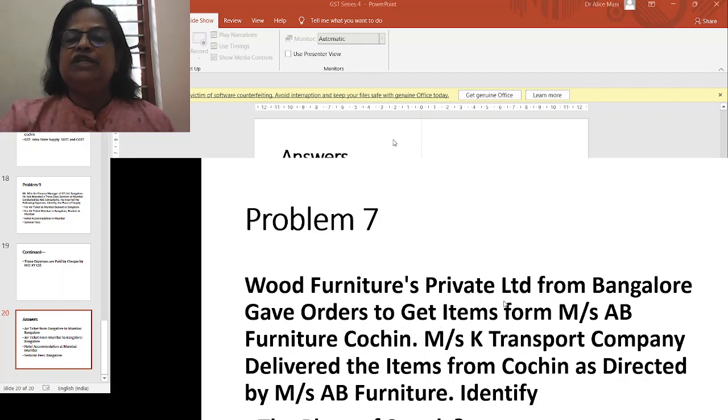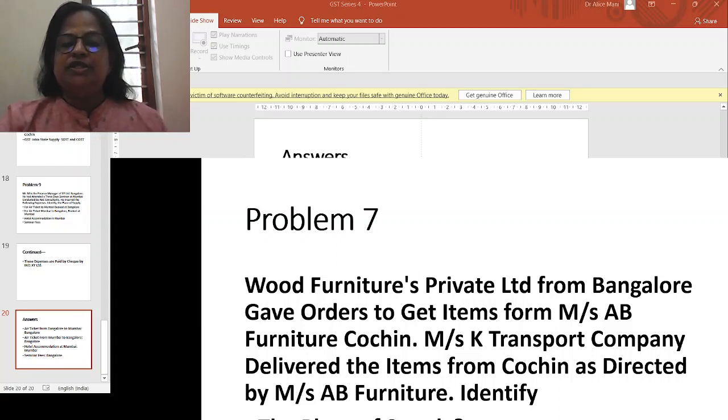Next is, Wood Furnitures Private Limited from Bangalore gave orders to get items from Messrs. AB Furniture Cochin. Mrs. K Transport Company delivered the items from Cochin as directed by Mrs. AB Furniture. Identify the place of supply. GST applicable. What will be the impact on GST if the transport company is not registered?